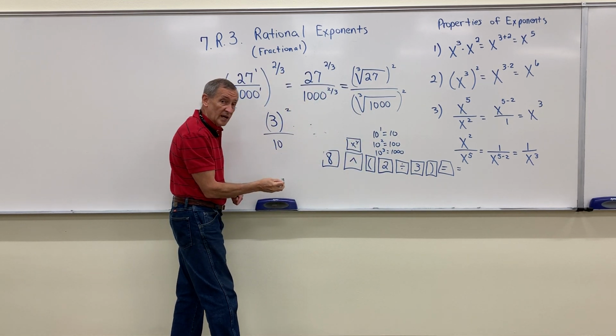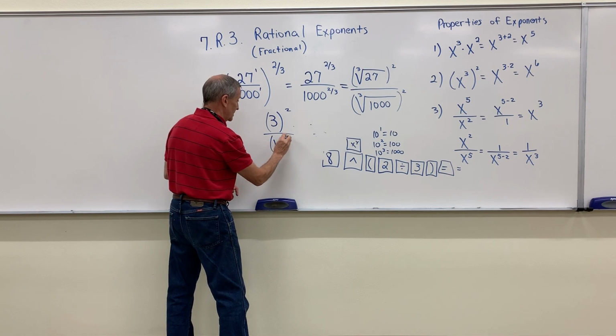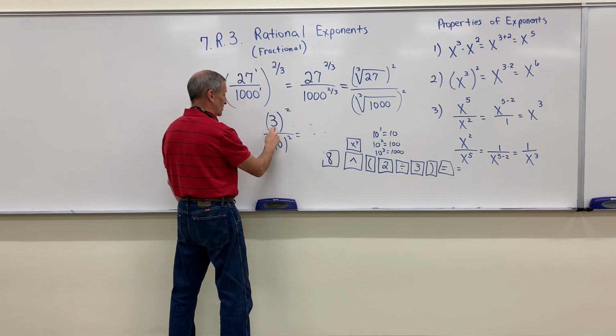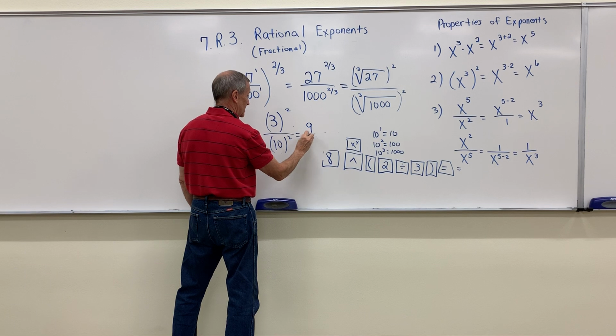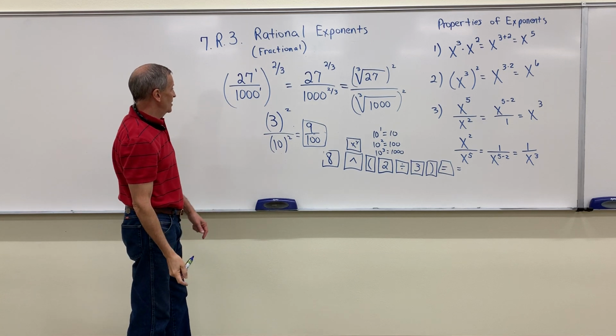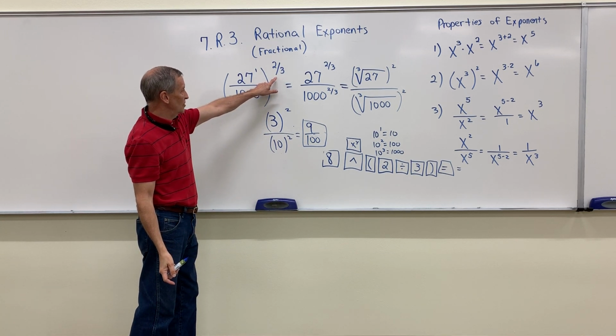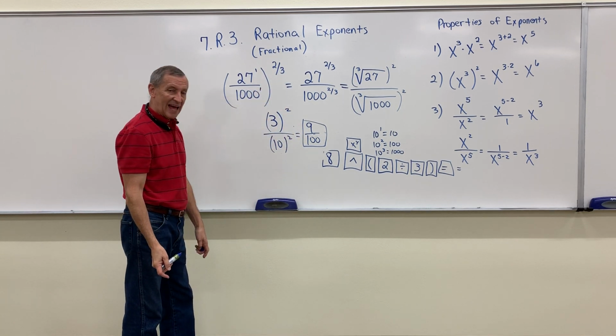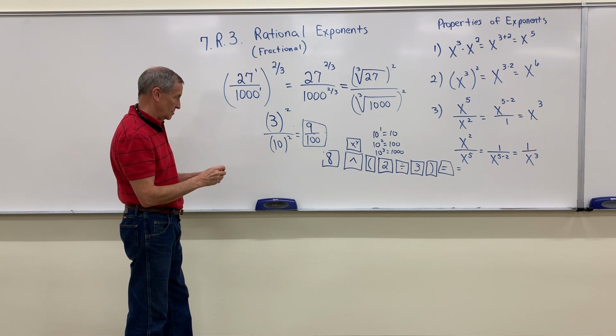You can also use your calculator to find that. And that's squared. So 3 squared is 9, 10 squared is 100. So 27 over 1,000 to the 2/3 turns out to be 9 hundredths.